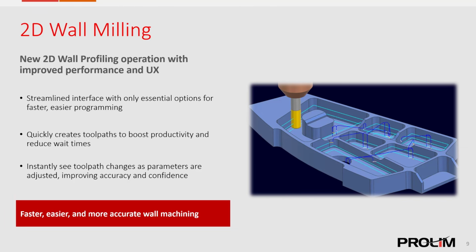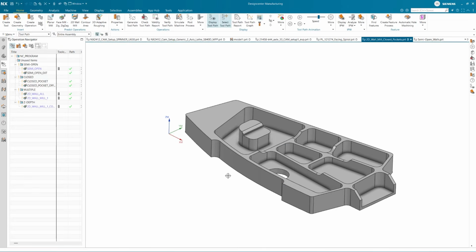Like we saw in the face milling operation in the previous slide, this also has the toolpath preview. As you already know, it's one of the standard features for the immediate display of the toolpath preview. And this operation is designed for users who need to generate toolpaths quickly. So let's go ahead and take a look at an example.